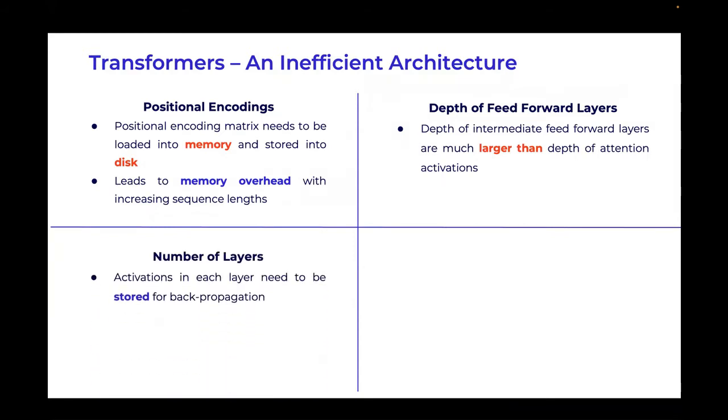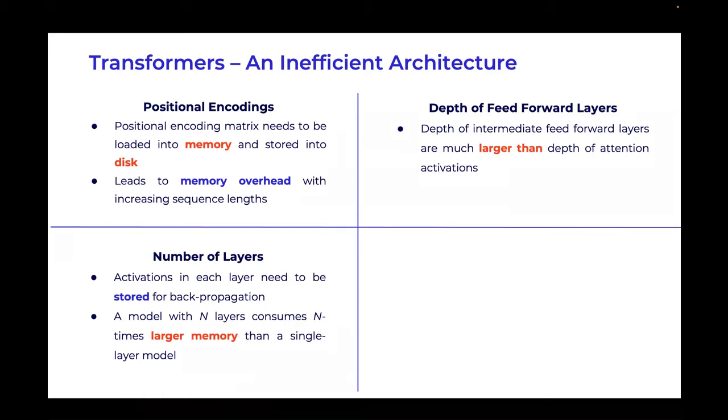The third one is the number of layers. As I mentioned before, there are 12 layers in BERT base and 24 layers in BERT large. For all these 12 or 24 layers, the activations need to be stored so that during the back propagation, the gradient updates will happen. So with each layer increase in the architecture, it requires a large memory that will be stored in the RAM during the back propagation. So this is the third inefficiency.